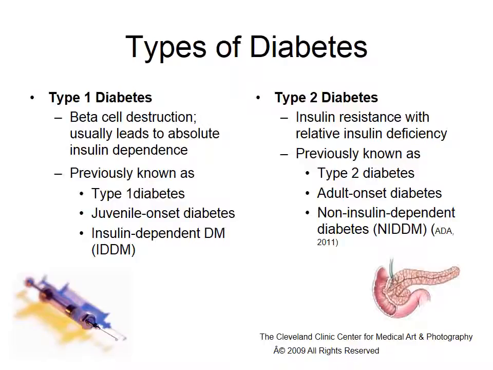This autoimmune destruction of the beta cells has multiple genetic predispositions and is also related to environmental factors that are still poorly defined. To survive, people with type 1 diabetes mellitus must administer insulin on a daily basis. These individuals have a strong propensity for the development of ketoacidosis.